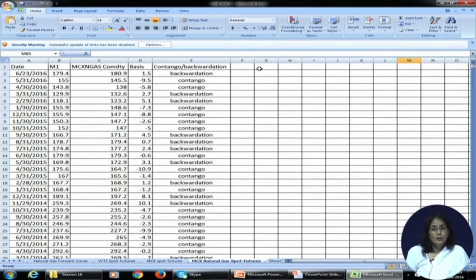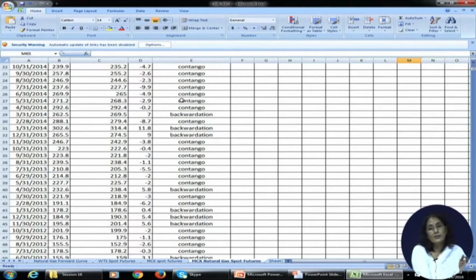This particular worksheet shows the relationship between the spot and the nearby futures contract, and like crude oil, this also exhibits contango and backwardation intermittently. So there is no specific trend of contango or backwardation in the Indian market.